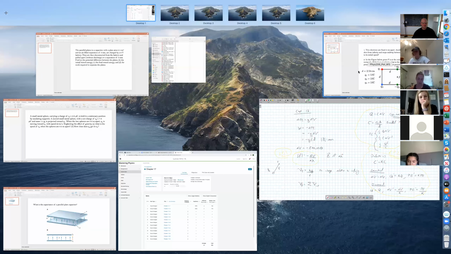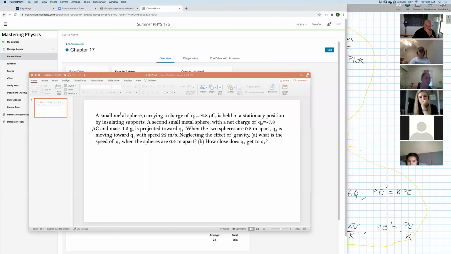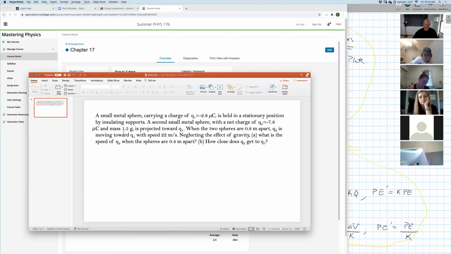Okay, so the first one is going to be this one. This is a small metal sphere which carries a charge of Q1, held stationary by an insulating support. A second metal sphere with a net charge of Q2 and a mass is projected towards Q1. When the two spheres are about 0.8 meters apart, Q2 is moving towards Q1 at 22 meters per second. Ignore the effects of gravity. What is the speed of Q2 when the spheres are 0.4 meters apart? And then how close can Q2 get to Q1?